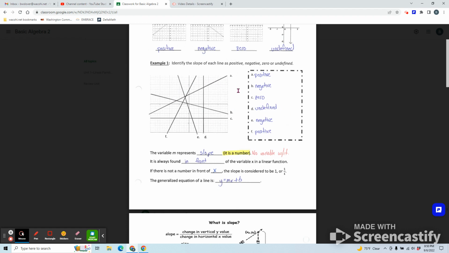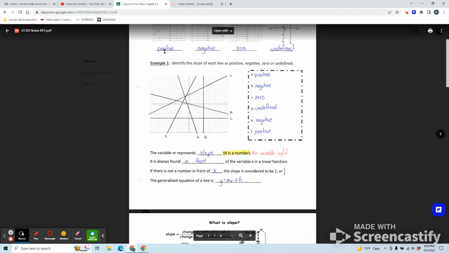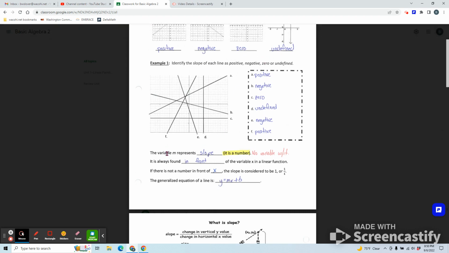Here are just some practice examples of identifying whether it's positive, negative, 0, or undefined. The variable m represents the slope. Remember, that's just a number. Usually there's not a variable with it. It's always found in front of the variable x in a linear function. If there is not a number in front of the x, the slope is considered to be 1 or negative 1. And your generalized equation is y equals mx plus b.